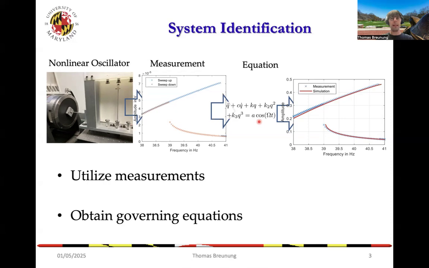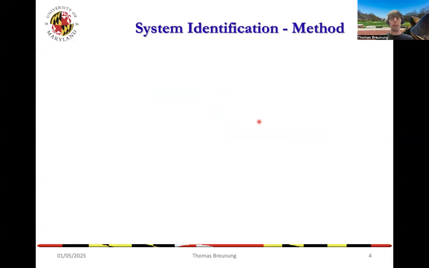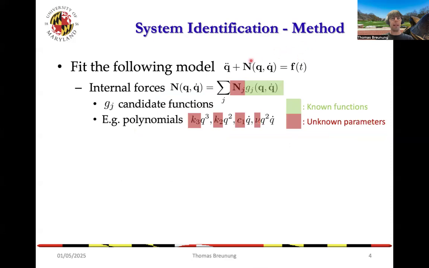How do we do that? We achieve this by fitting the following models. So q double dot are the acceleration terms, and these are some internal forces which could comprise linear stiffness, nonlinear stiffness, linear damping, nonlinear damping, and even more complex terms. And here on the right-hand side is the external forcing, which is periodic to start with.